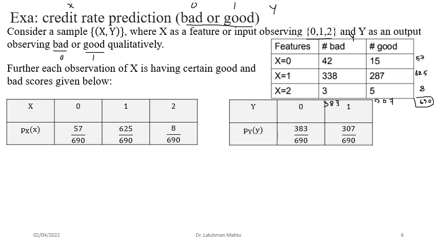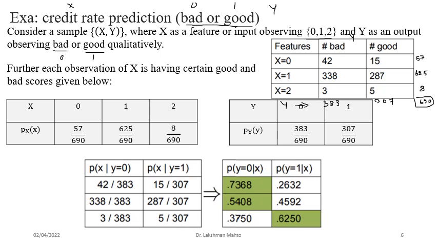Okay, so here, simply you can say that y is varying horizontally, so it will define the distribution of y, and x is varying vertically, it will define the distribution of x. So you can easily get the distribution of x. For x equal to 0, what is the probability? The probability would be 57 by 690. For x equal to 1, the probability would be 625 divided by 690. For x equal to 2, the probability would be 8 by 690. So you got the distribution of x.